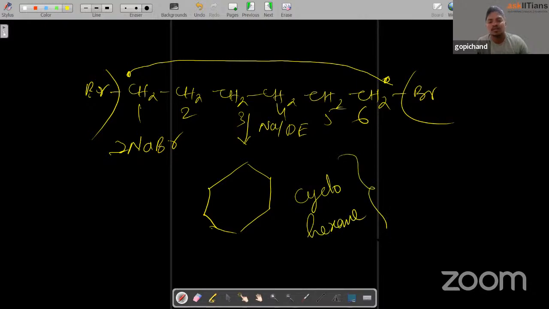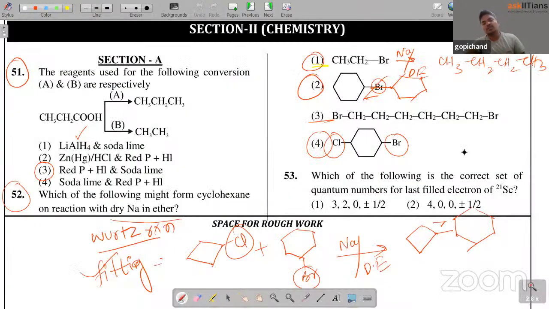Cyclohexane. Okay. So cyclohexane is simply a 6-membered ring. So this is how you can answer the questions, guys. Always remember, this is another important and easy one. You can also answer this by eliminating the options. If they have directly given the cyclic compound, then definitely it will not give you a cyclohexane product. Next, question number 53.